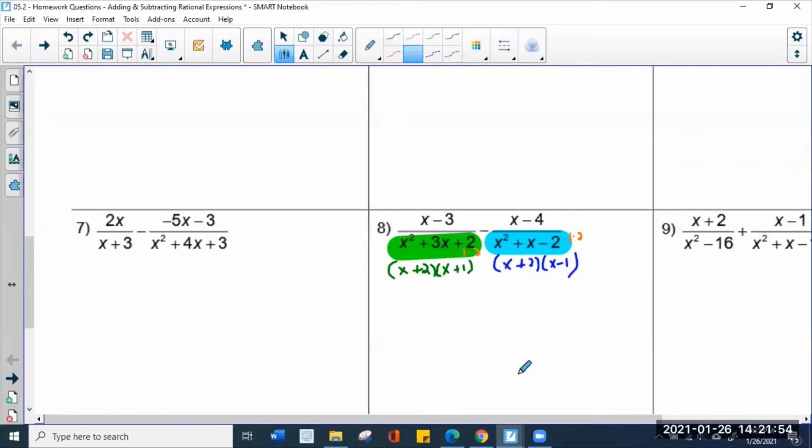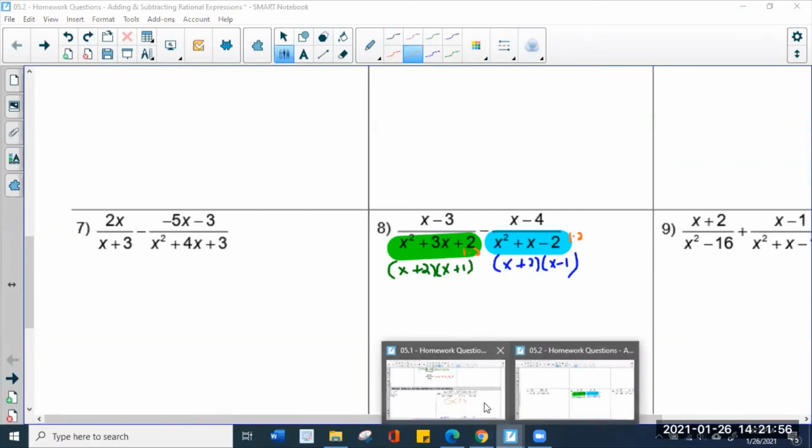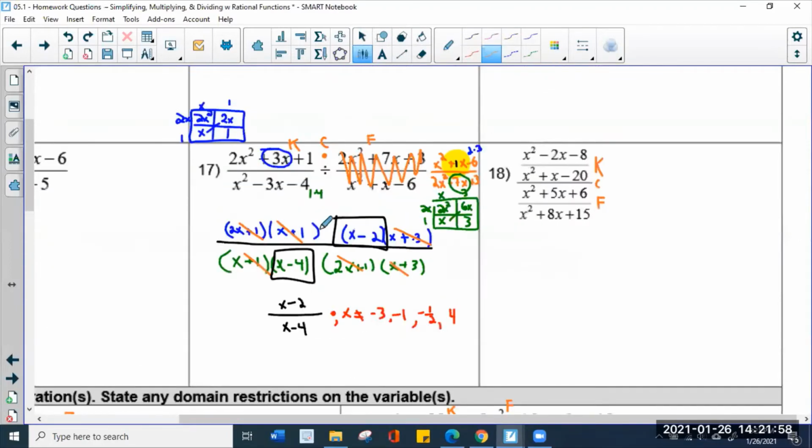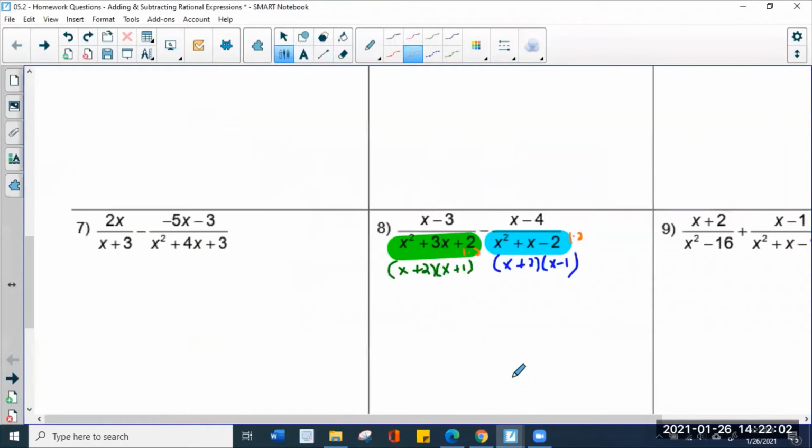And here's the thing you have to avoid. When you look at 5.1, what are you doing? Crossing things out everywhere. But in 5.2, this is why I say it's really a good idea to do 5.1 and 5.2 simultaneously, at the same time. You say, hey, look, I have this factor in common. Check, I have that in common. This does not have an x minus 1.